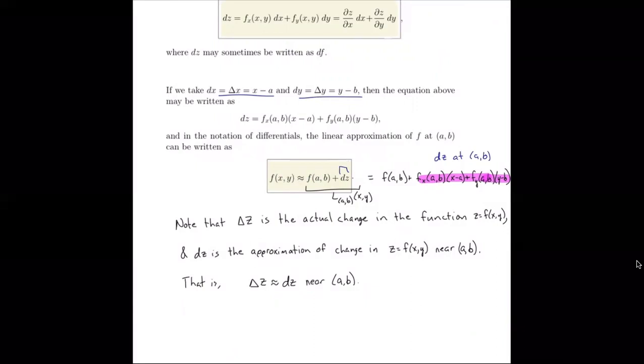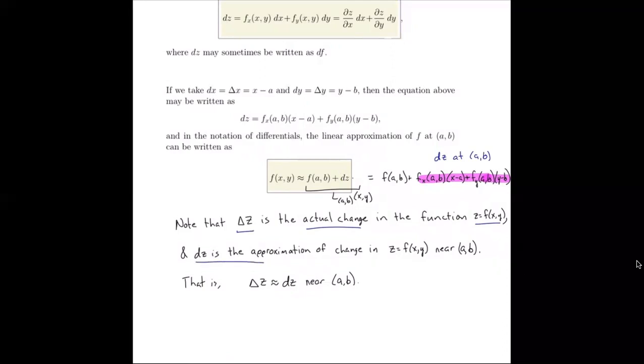And then just further clarification along those lines, we're noting that delta z is the actual change. That's important to realize, of the function z equals f of xy as x and y move away from (a, b). And dz is an approximation of the change in z equals f of xy near (a, b). So in some sense, it could give us some approximation of error in an approximation.